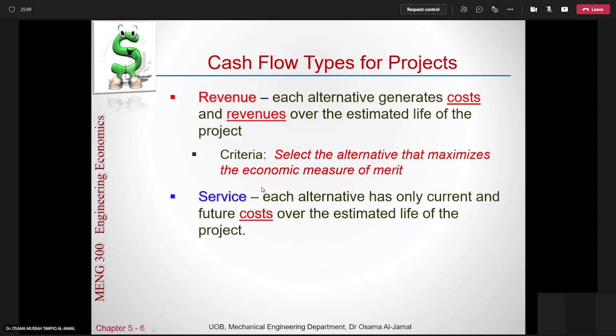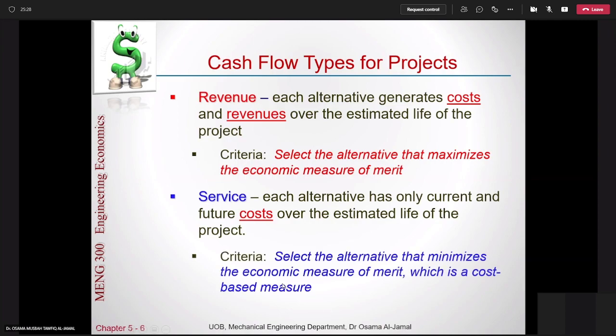like an entrance ticket, a toll or whatever, will not be considered that much. So the present worth, the annual worth or future worth calculation at the end will be negative. That's why when selecting for services projects, select the alternative that minimizes the economic measure of merit, which is a cost-based measure, i.e. the minimum, the lowest negative, closer to zero.